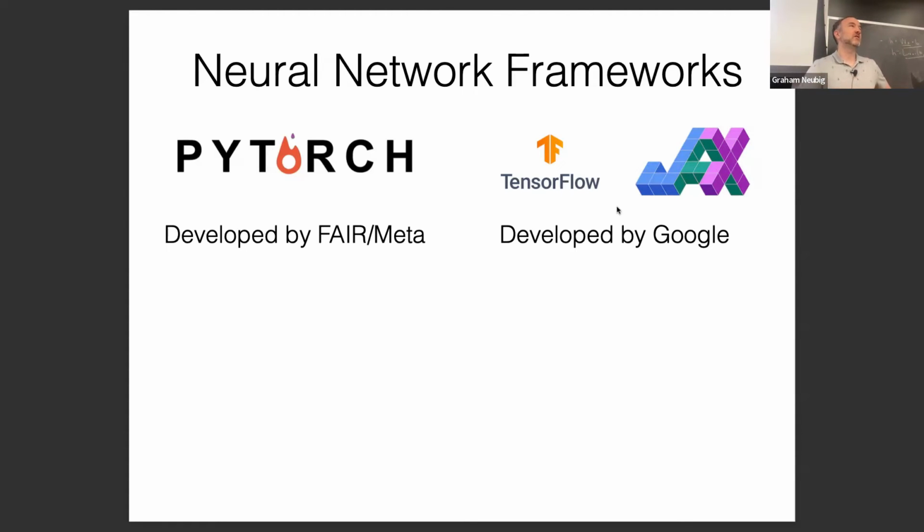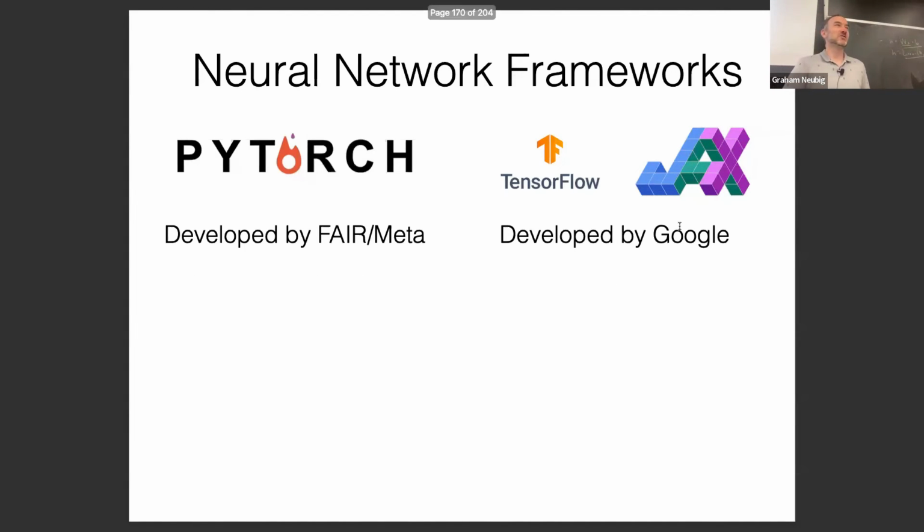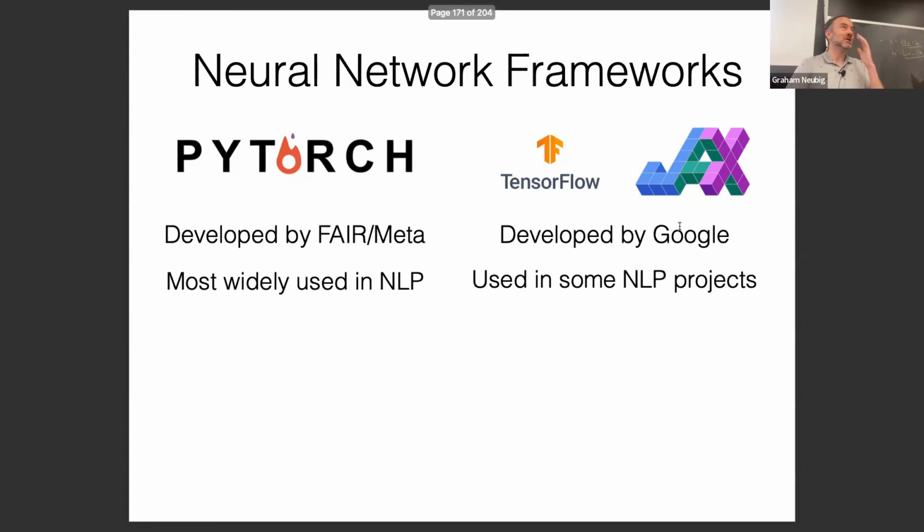PyTorch was developed by FAIR and Meta. JAX was developed by Google. A good reason to use JAX is that you're working at Google. A good reason to use PyTorch is that you're working anywhere else. So PyTorch is by far the most widely used in NLP research outside of Google. JAX is used in some NLP projects.